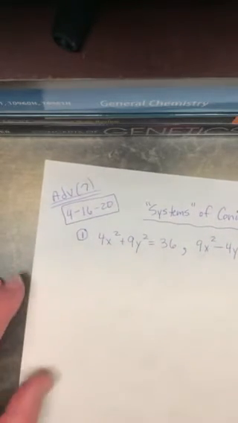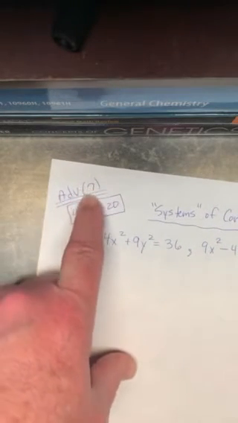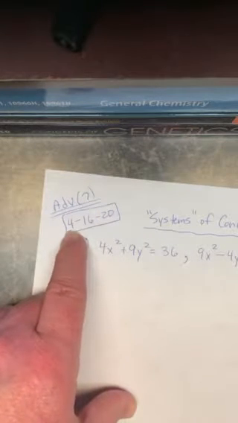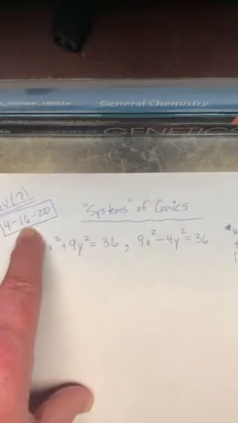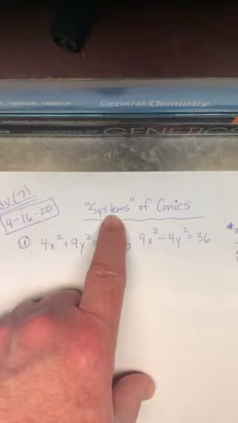Okay, we are in advanced math, trig, mod 7. Today is Thursday, April 16th. The title of today's notes, put systems of conics at the top.